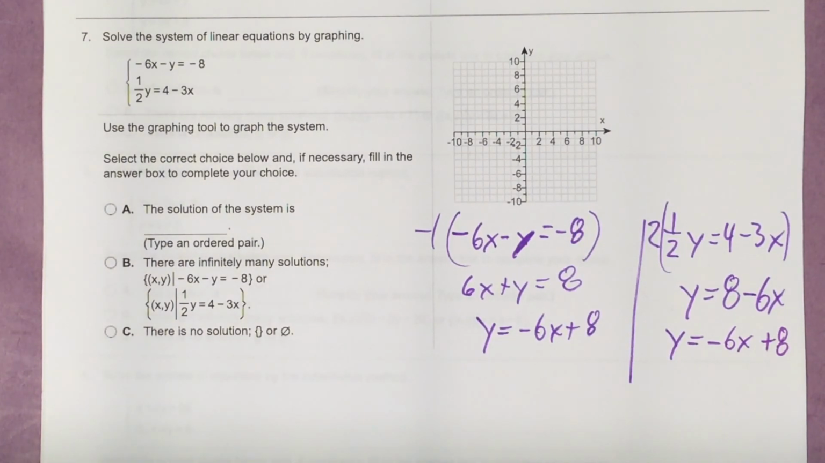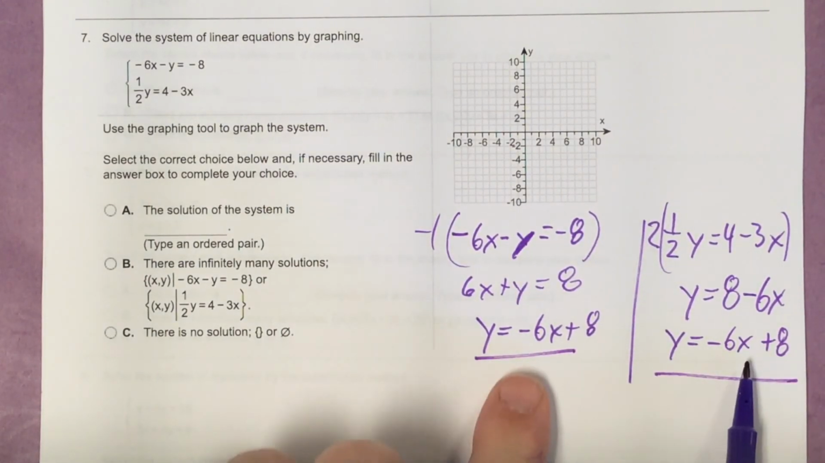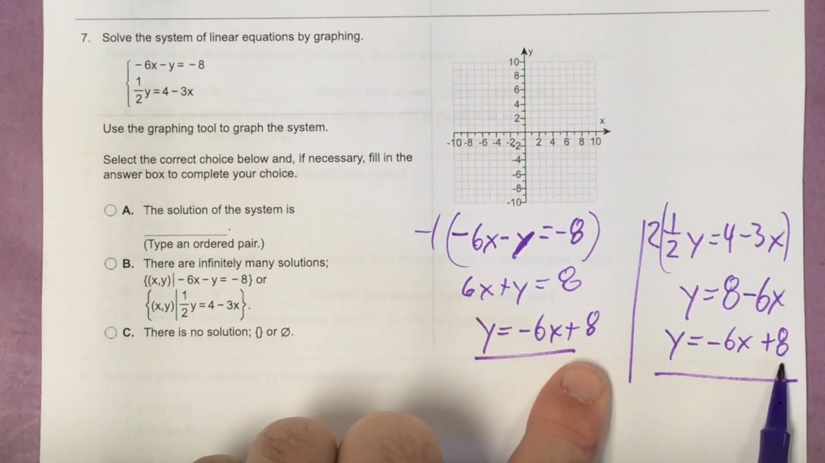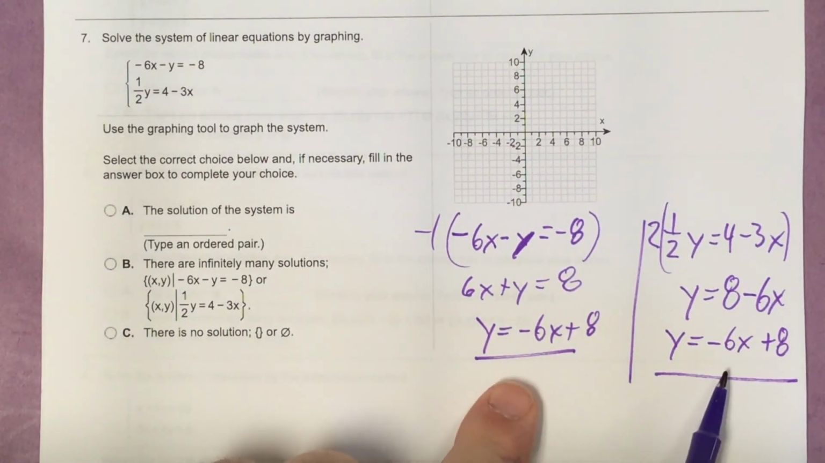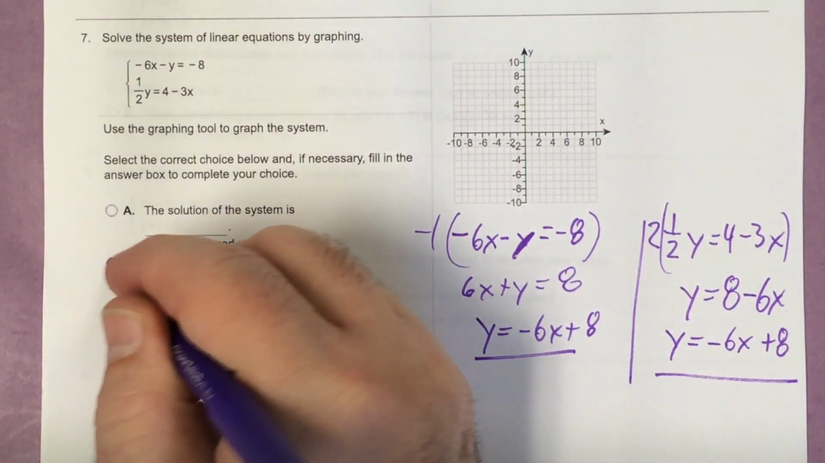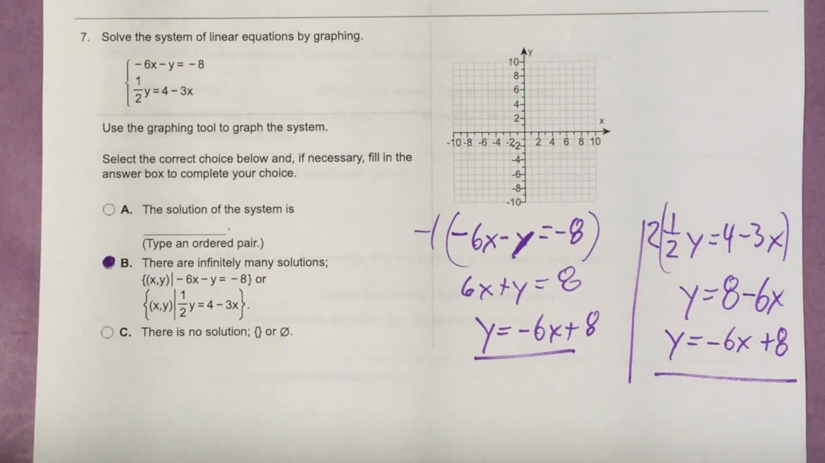So if you look at this, you see that in both cases we have identical equations. Not only do they have the same slope, but they have the same y-intercept, which means the two lines are going to plot on each other. And when the lines plot on each other, there are infinitely many solutions. Not infinite or many, infinitely many. And that's going to wrap up our video on section 7.1.